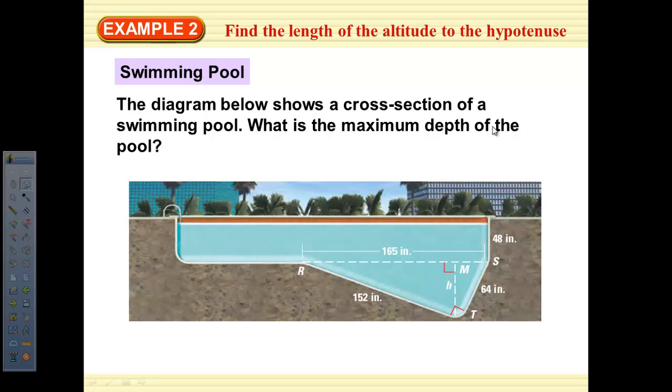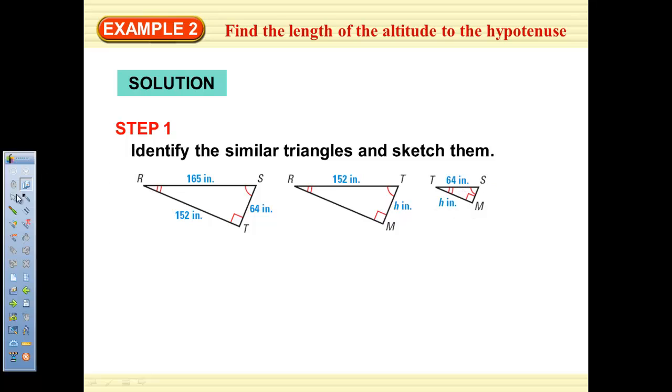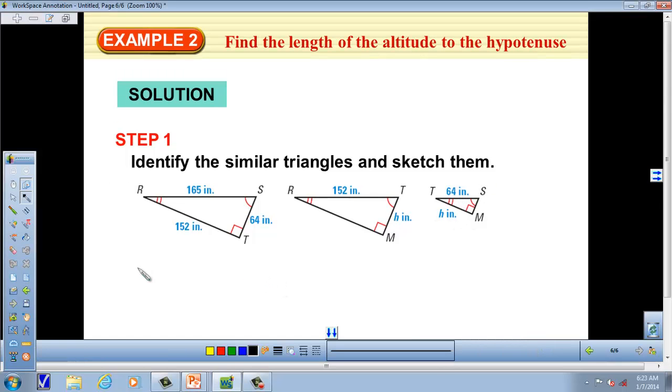We want, for the maximum depth of the pool, we're going to take h and add it to 48 to get the depth there. So if you look, drawing the three separate triangles, we have all three sides here, and we have two sides here, so we can write this one of two ways. The first way we can write it is h over 64, and since h over 64 matches these two, that would be 152 over 165. I believe that's the way the book does it.